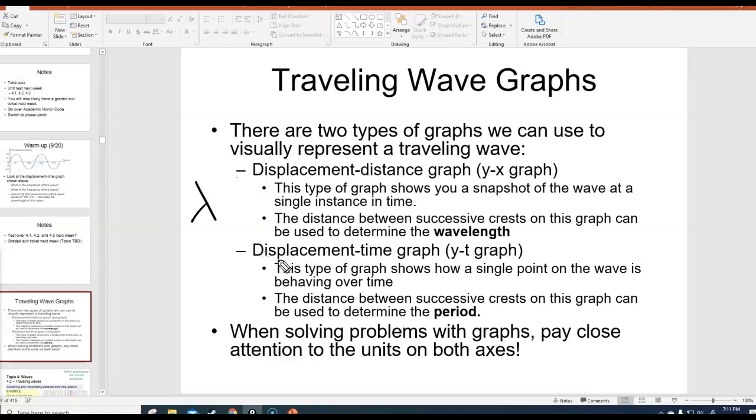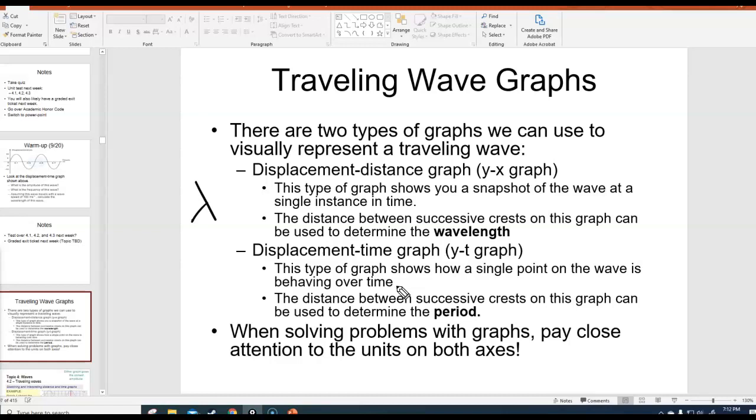That's often expressed in other units of length, so pay attention to that and make sure the units are correct. Now, a displacement time graph, rather than looking at the entire wave at one point in time, picks one particle of all the particles making up the wave and follows that particle along over time. Remember, you can think of a traveling wave as being created by a bunch of particles, each in simple harmonic motion, but with a slight phase difference compared to the one next to it.